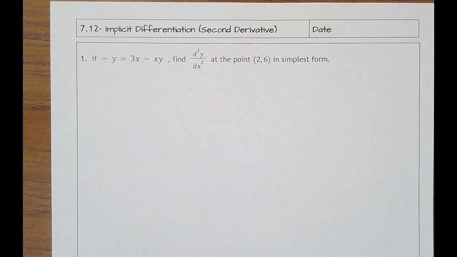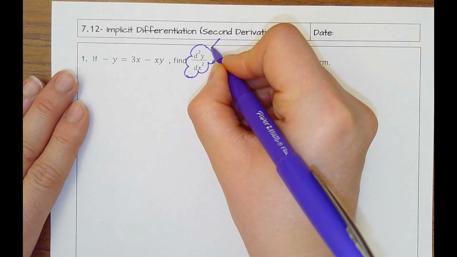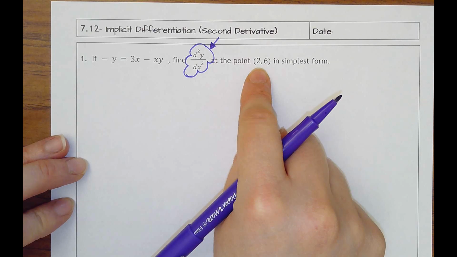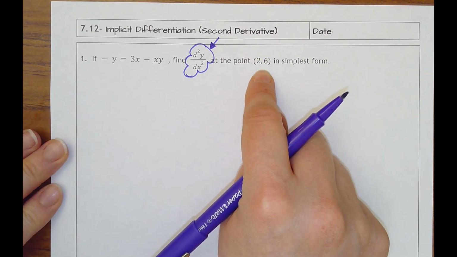Lesson 7.12, implicit differentiation on the second derivative. Not hard, take a little time, and obviously take a little room. So they're not being nice to us and giving us the derivative this time, and this notation right here means find the second derivative. So we're going to have to do it twice. And they're giving us a specific point. So we're going to find the slope of the second derivative at this point in simplest form.